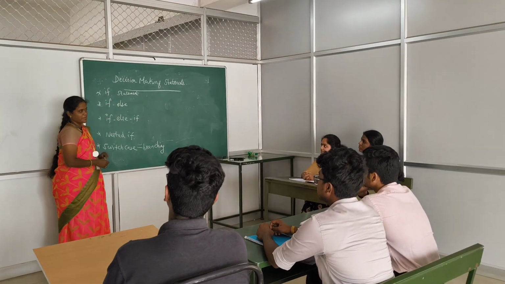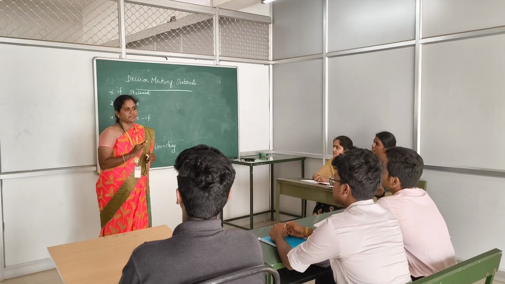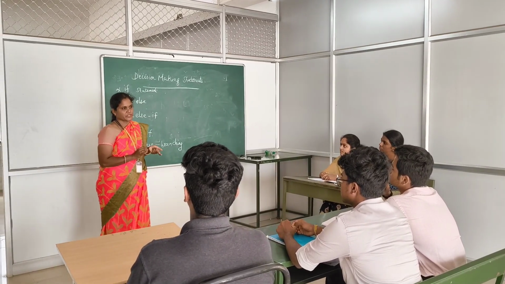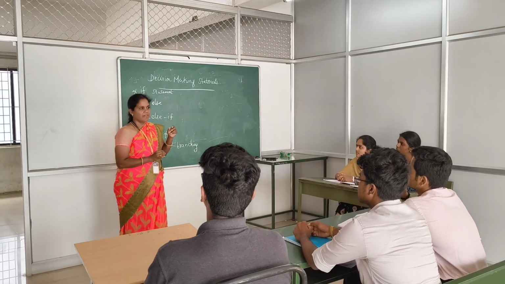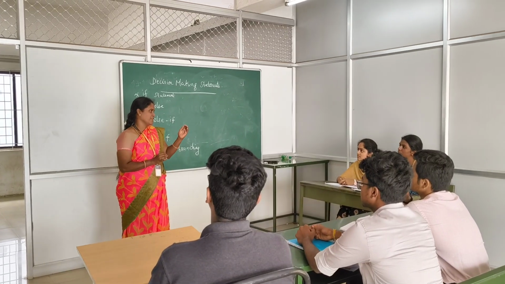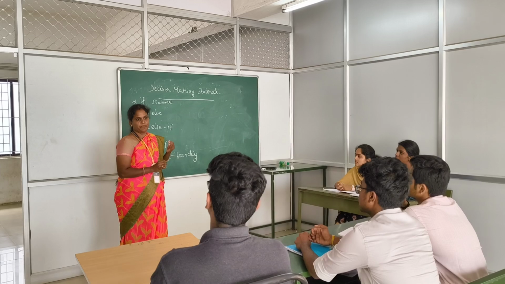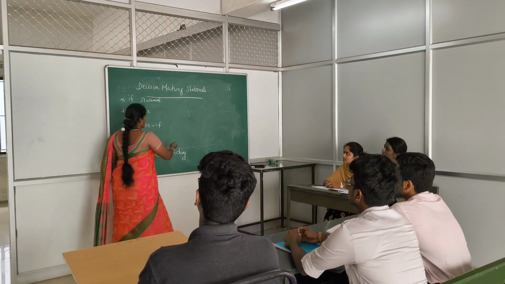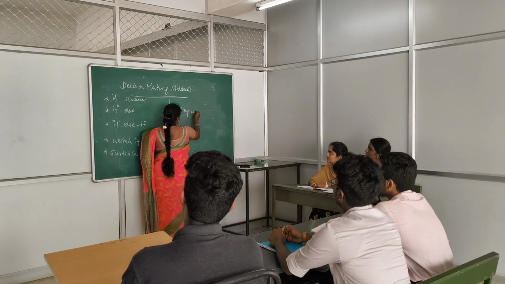About decision making statements. We all know that in programming there are three kinds of execution. One is sequential execution. Sequential execution means if the program starts from line 1 and has 10 lines, it will execute all 10 lines of code. This kind of code is called sequential execution.